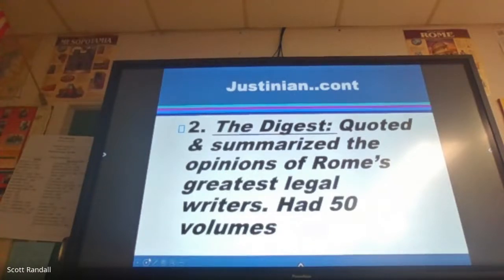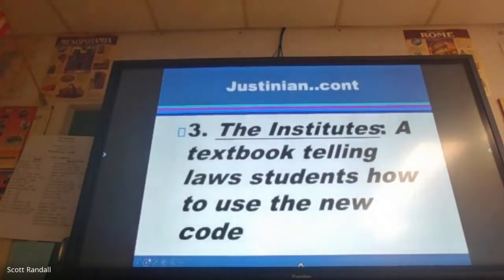All right, and then to determine these laws and precedents, you have something that becomes a foundation for law schools in Europe. This thing called the Institutes is basically a law textbook on how you talk about the precedent established, how to use a legal code, and so on.